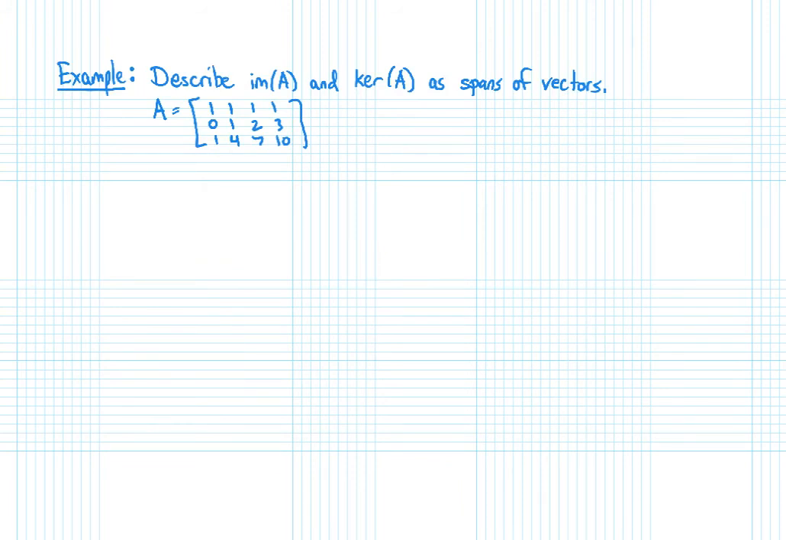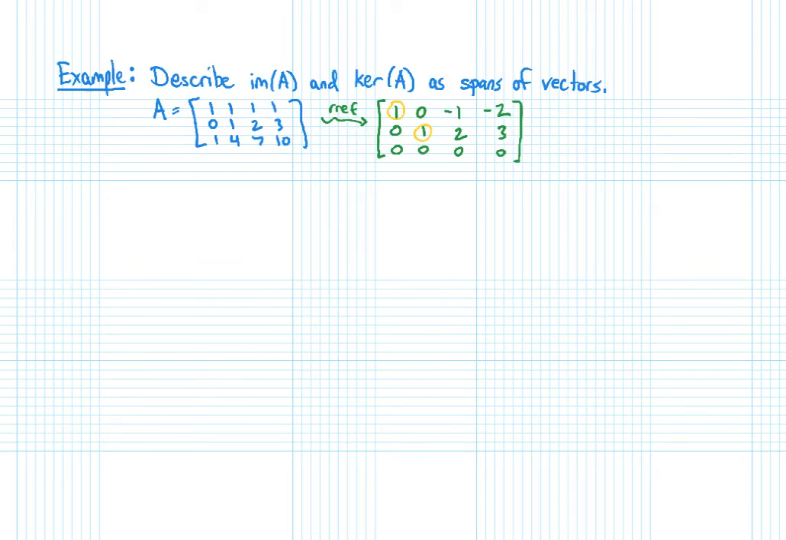Okay, so just to synthesize everything and review, let's do an example of a matrix. In this case, it's a 3x4 matrix, where we want to describe both the image of A and the kernel as spans of vectors. So in order to answer this question, the first thing you want to do is Gauss-Jordan elimination. So I plugged this matrix into Wolfram Alpha, and this is what I got.